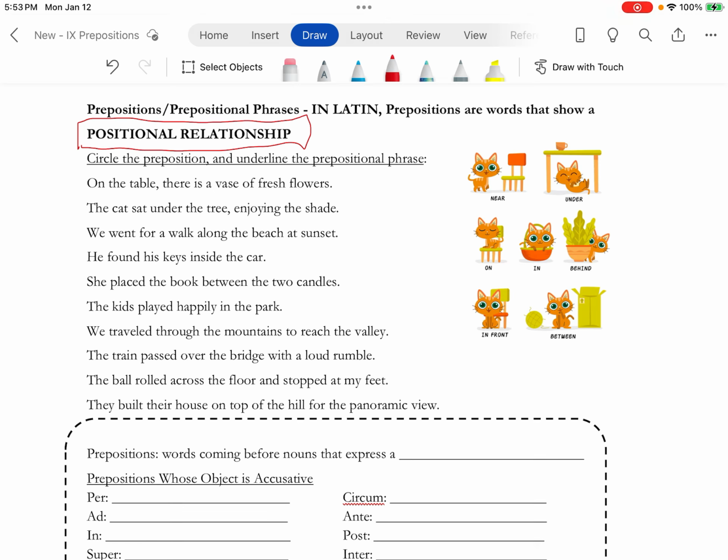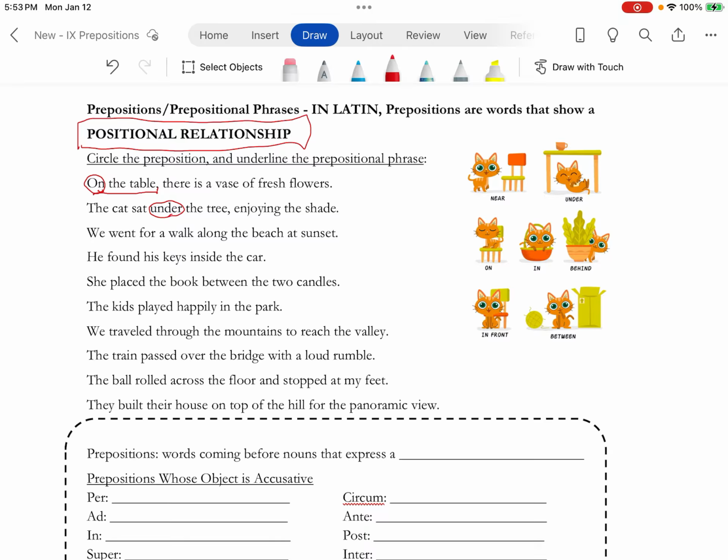So on the table, there's a vase of fresh flowers. On, that's going to be helping us with our location. And then we need a noun to be the object. So the table is the object of on. That's our prepositional phrase.